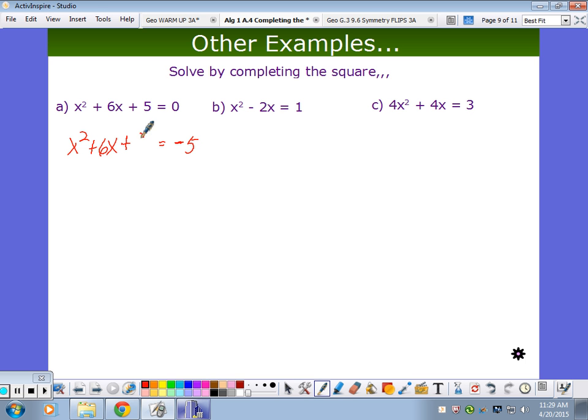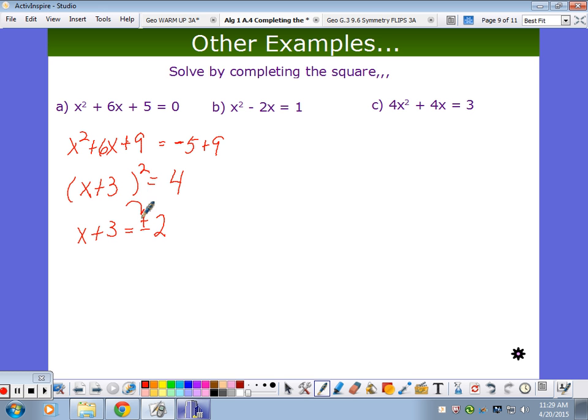I added 9 to the left side. What has to happen to the right side? Yeah, 9 as well. Okay, turn this into a binomial square: x plus 3 squared. What's negative 5 plus 9? 4. All right, now what? X plus 3 equals plus or minus 2.